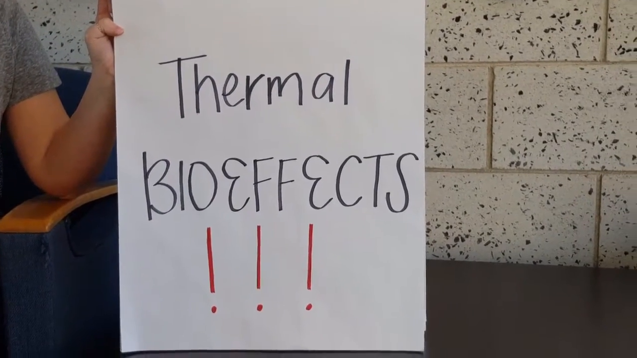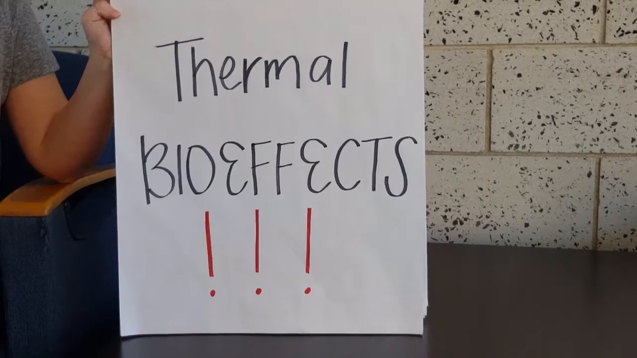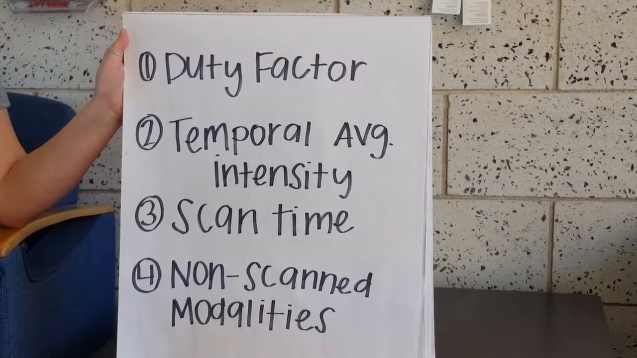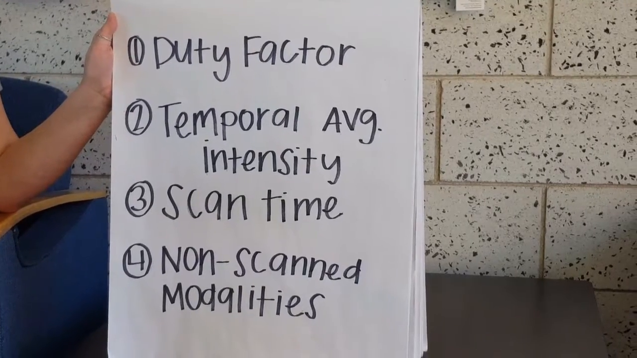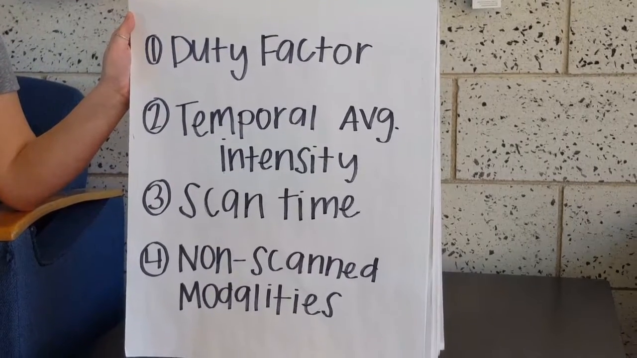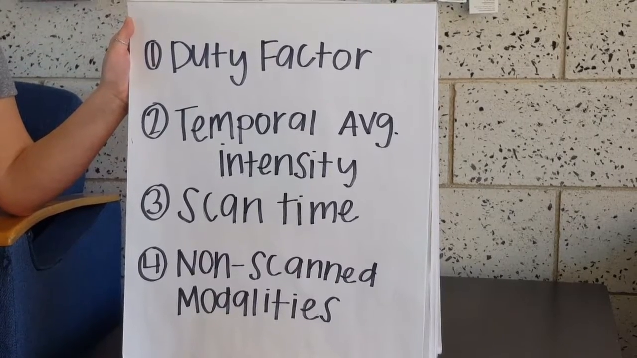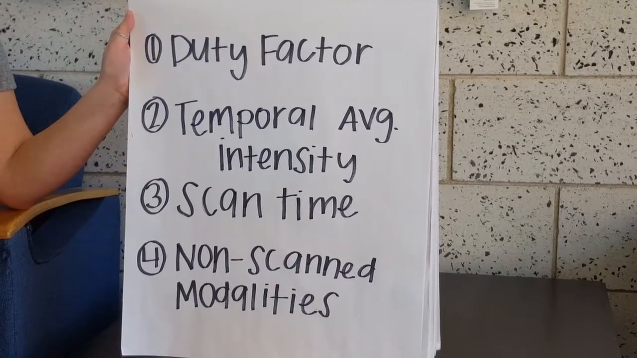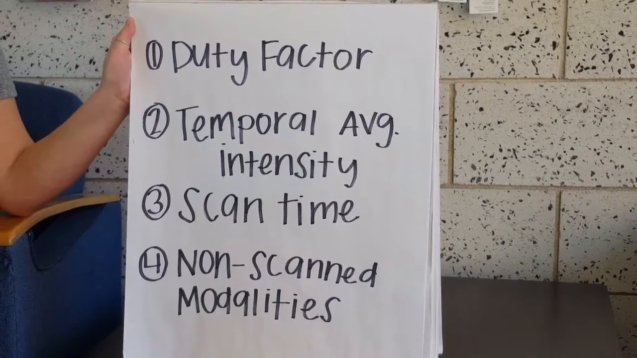Thermal bioeffects occur when the temperature of a region of tissue rises too high, causing metabolic breakdown leading to cellular damage over time. Temperature rise can be related to duty factor, which is the percentage of time the pulse is on, temporal average intensity. Increased temporal average intensity means higher intensity over the entire length of the PRP. Scan time: the longer the scan time, the more likely heating will occur. And non-scan modalities, which are more likely to encounter heating as the tissue has no time for cooling between pulses.